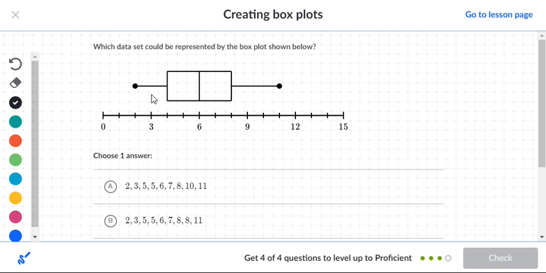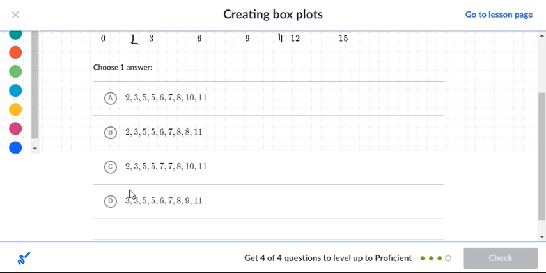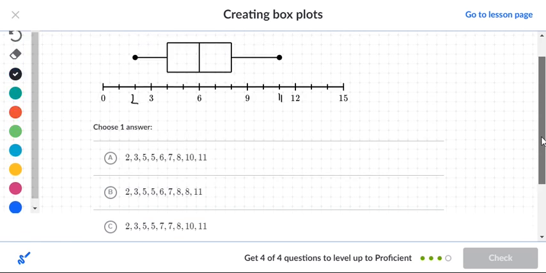So look at the next one. Which data set could be represented by the box plot shown? So this starts at 2 and this ends at 11. So we're going to go 2 to 11. All these are 2 to 11 except for D, so we're not going to worry about D because D is starting with the 3, not with the 2.